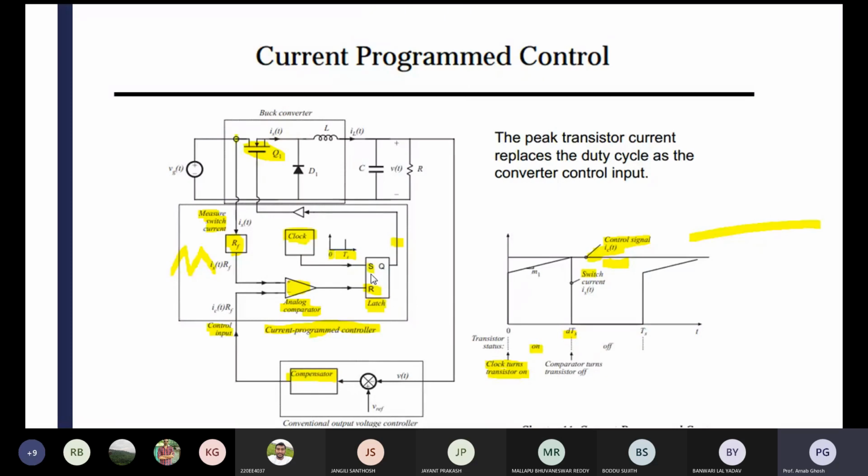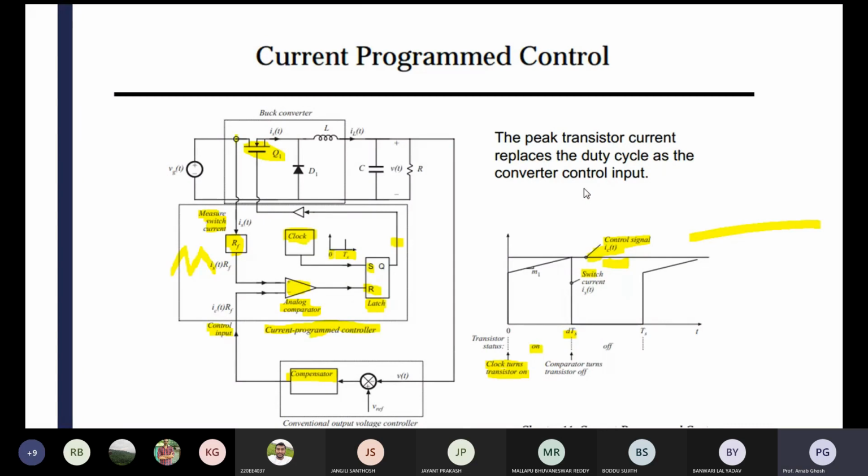Basically, the switch of the converter is controlled by the controlling pulse of the current. The reference current is coming from the comparator. It will control the basic on time of the switch of your switching converter. That's why it is called current program control. So it is written that the peak transistor current replaces the duty cycle as the converter control input.